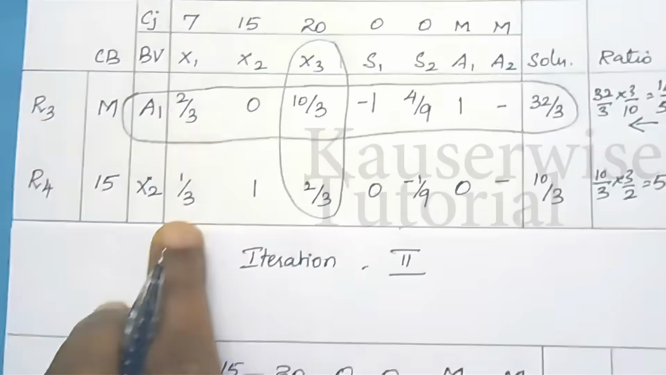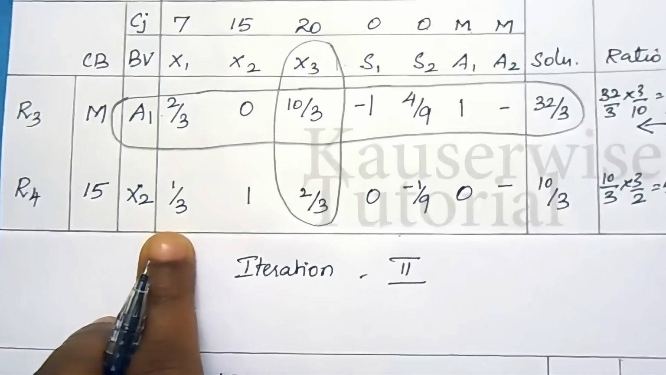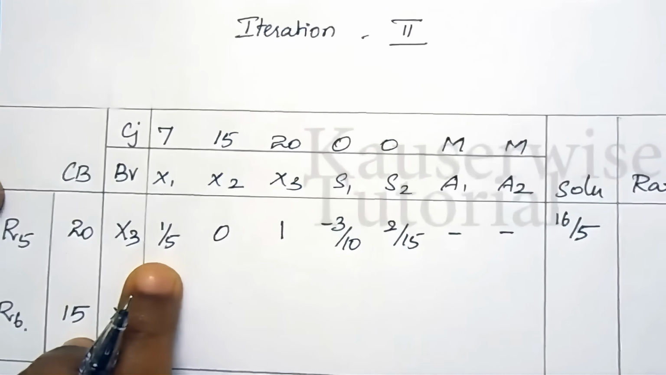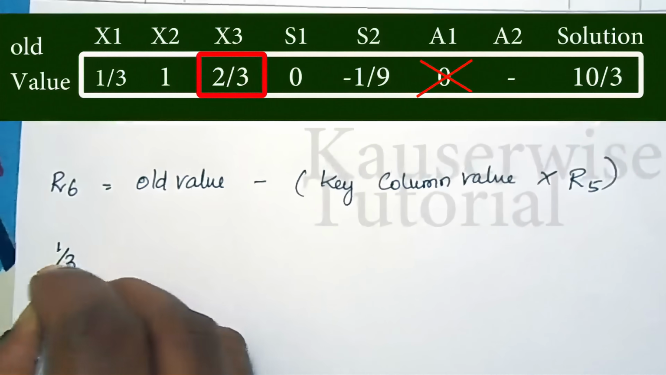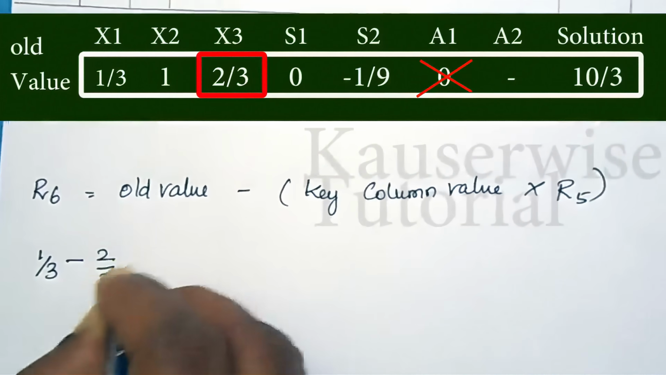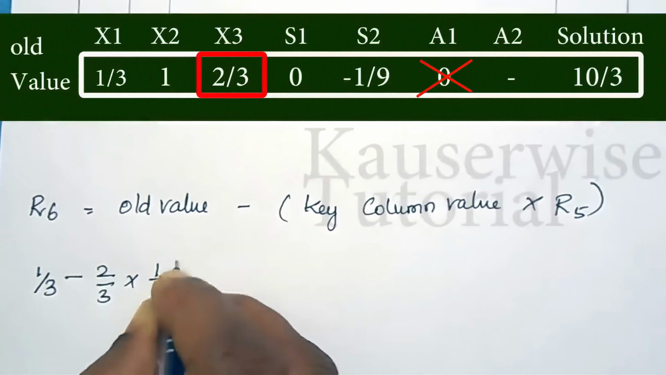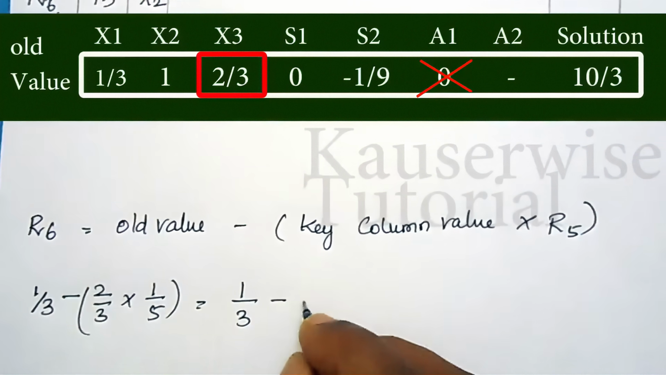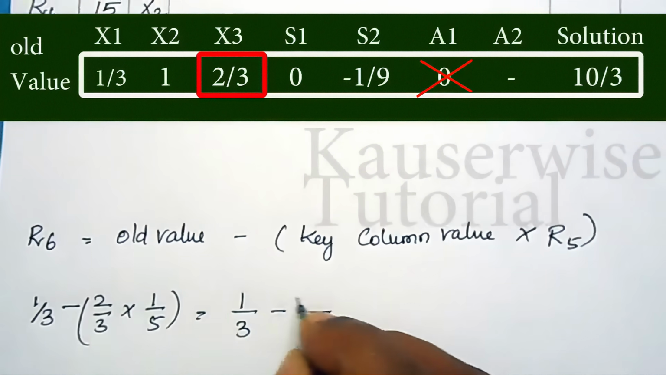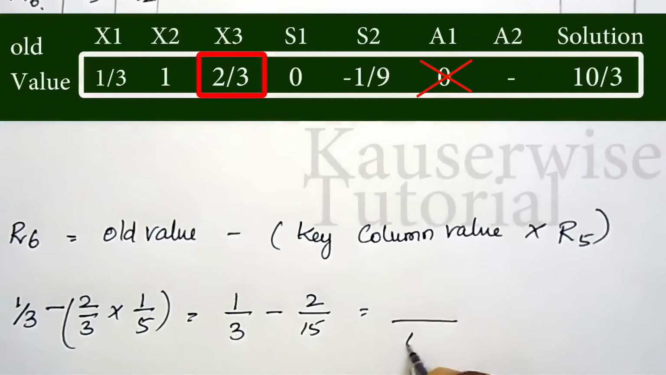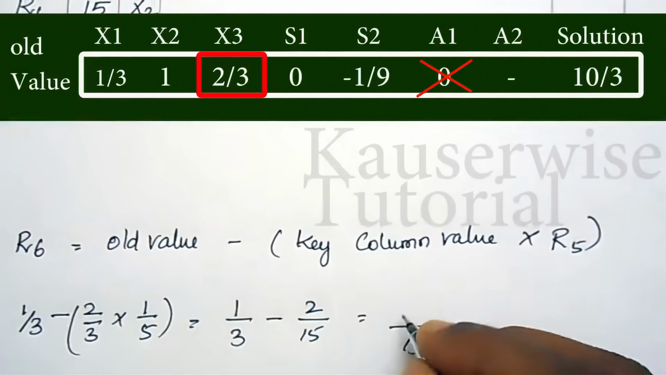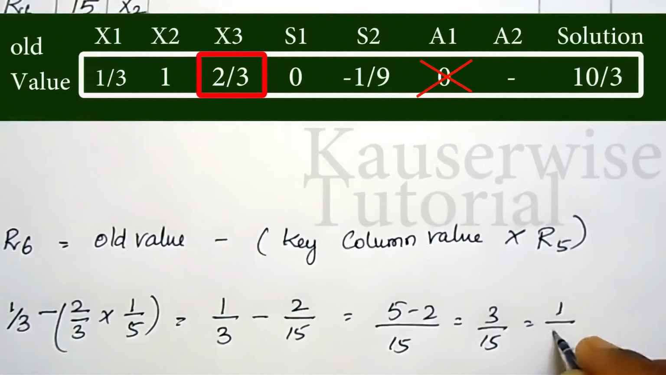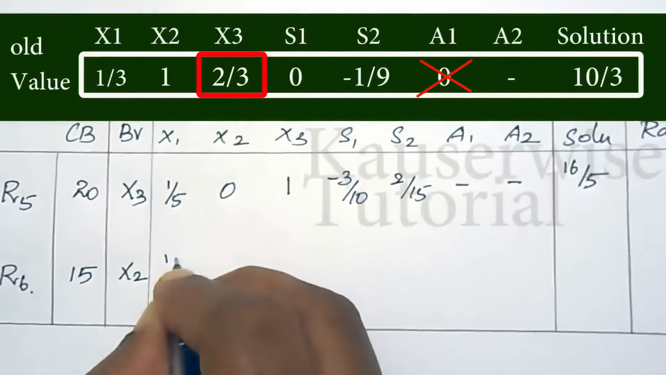For the first value, old value is 1 by 3 minus key column value 2 by 3 into row 5 value 1 by 5. So 1 by 3 minus 2 by 3 into 1 by 5. The answer is 1 by 3 minus 2 by 15. LCM is 15: 5 times 1 is 5, 5 minus 2 is equal to 3 by 15, which is equal to 1 by 5. So the new value is 1 by 5.